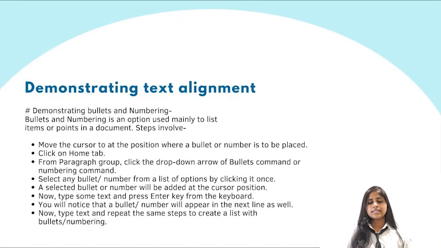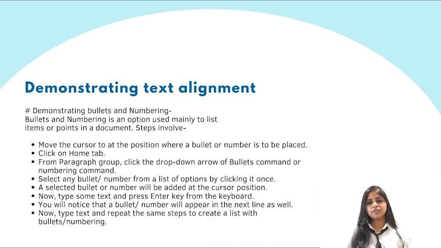Now coming to the next, demonstrating bullets and numbering. First of all, we will see what it means. Then we will see the steps we should follow for accessing it. Bullets and numbering is an option used mainly to list items or points in a document. So how can we use it? First, move the cursor to the position where a bullet or number is to be placed. Then click on the Home tab.